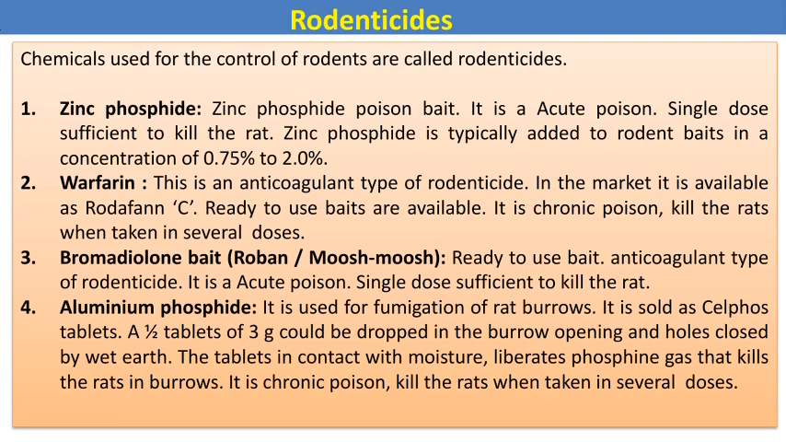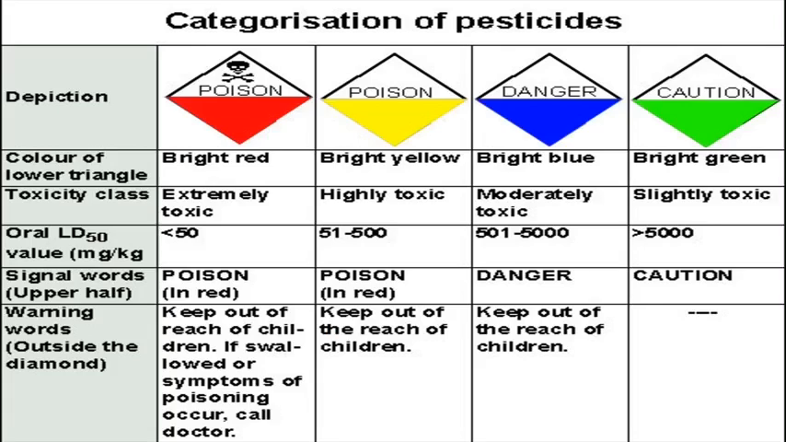Next are rodenticides, the chemicals which are mostly used against rats and rodents. It includes zinc phosphide, warfarin, bromadiolone, and aluminum phosphide. In that, zinc phosphide is available in a bait formulation. Warfarin and bromadiolone are anticoagulant type rodenticides. Then aluminum phosphide is available in tablet form, and it is mostly used to fumigate rat burrows.